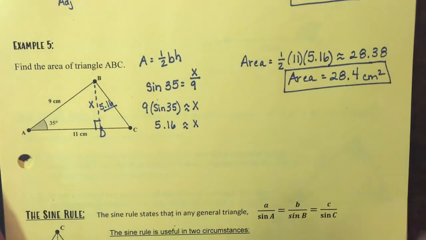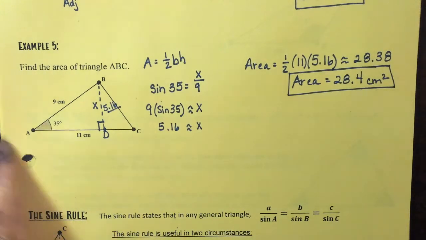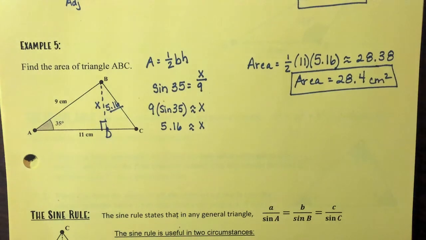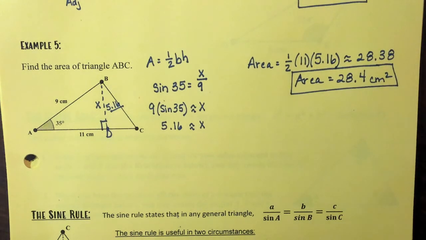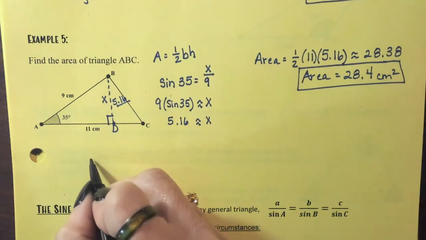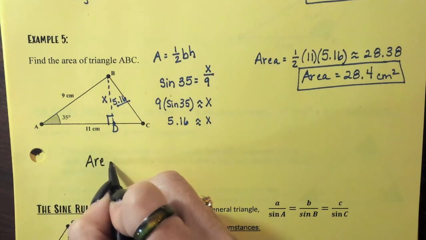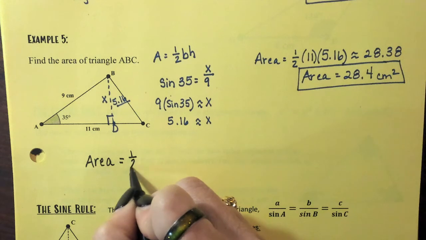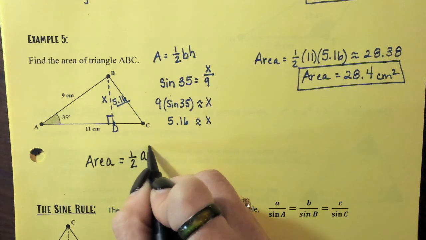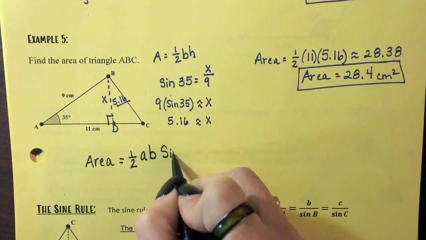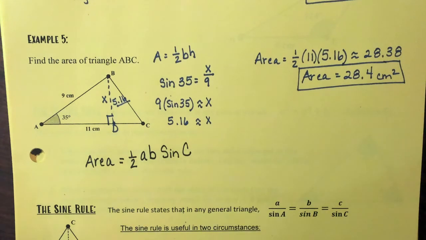Okay, now that, it was a little bit of work there to do it, but it would work as well. Now, I want to give you a formula that works when you don't have a right triangle. If you're just given a triangle and you want to find the area, you have a formula. The area equals 1/2 side A times side B times the sine of angle C.